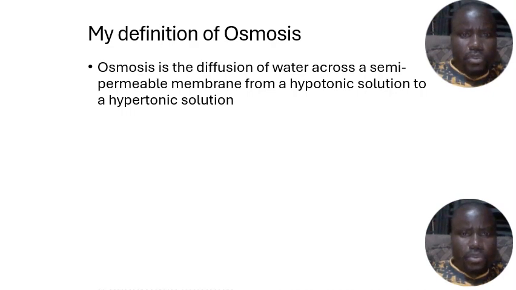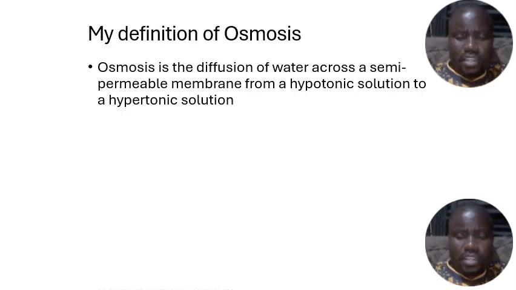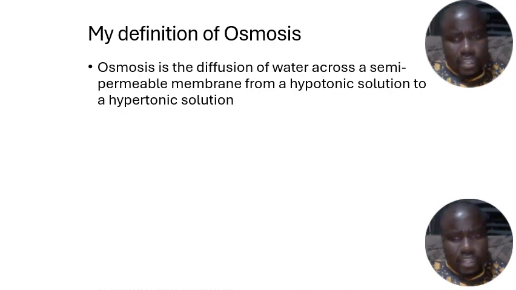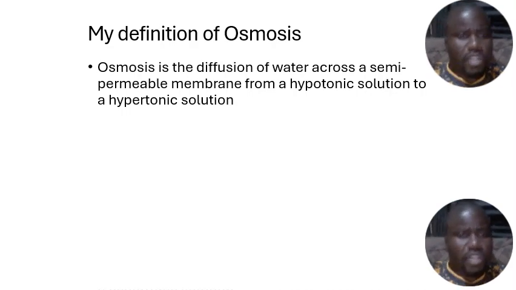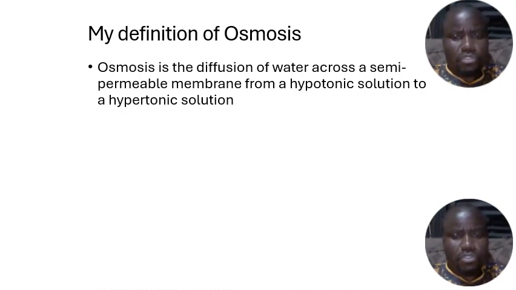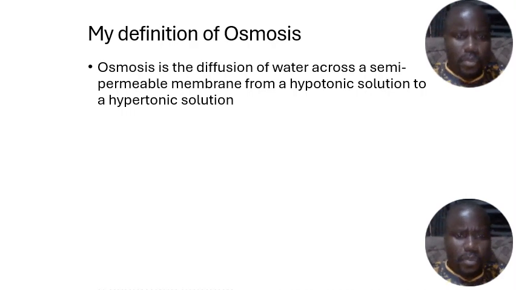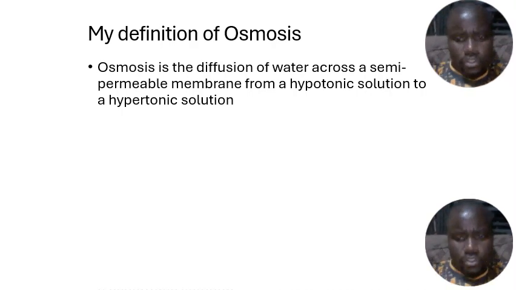So finally, we look at the definition of osmosis. Having looked at osmotic pressure, osmolarity, and tonicity, we can now define, and this should be your definition, that osmosis is the diffusion of water across a semi-permeable membrane from hypotonic solution to a hypertonic solution.